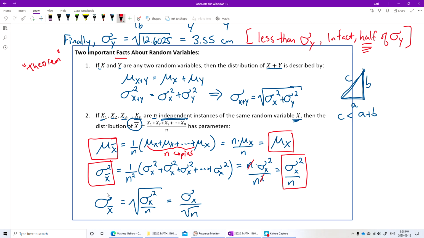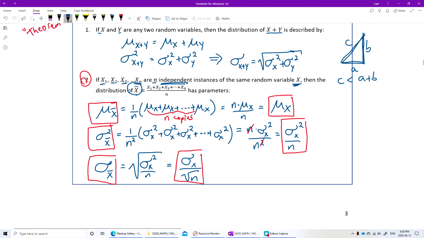So these are three general facts, or sorry, three parts of this second fact that are true for any random variable. That's why this box is important. This is for any random variables x and y, because I mentioned y in the first part.